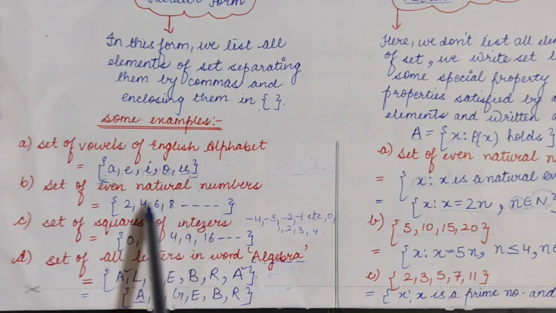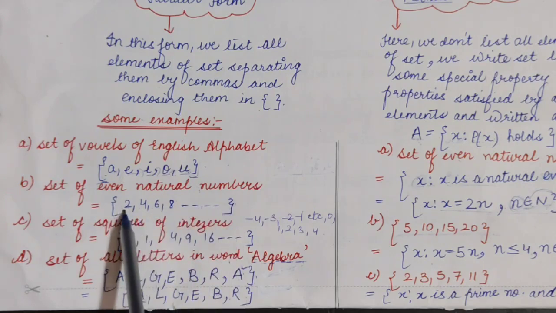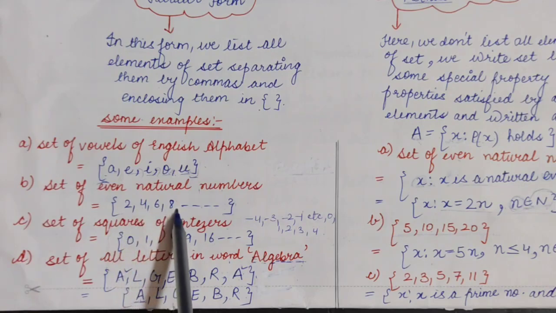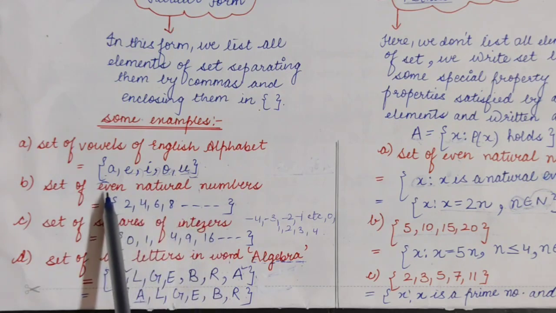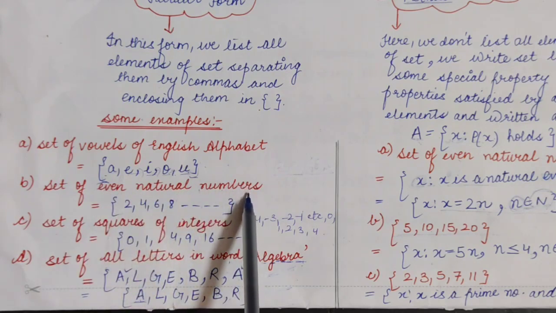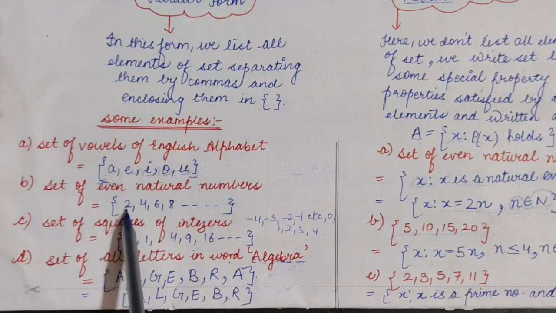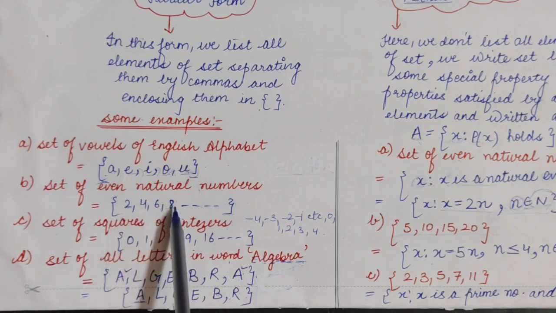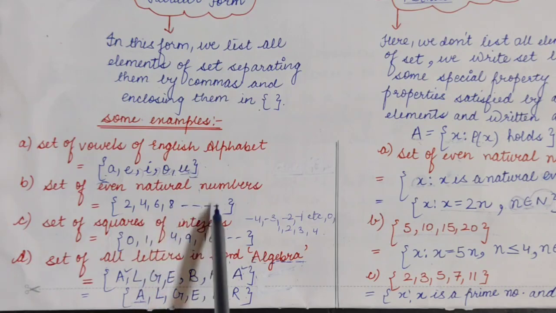So what will we do? We will write all these elements into the curly brackets, and we will separate each and every element by putting commas between them. Now see, I have put the sign here, dash dash dash. Why is it so? Because we know even natural numbers are infinite and it is impossible for us to write each and every number. So we will start and write 3 or 4 elements, and after that we will stop and put dash dash dash.